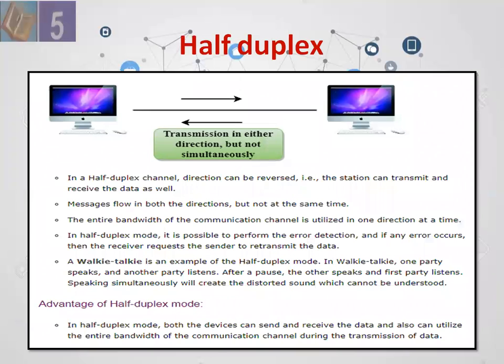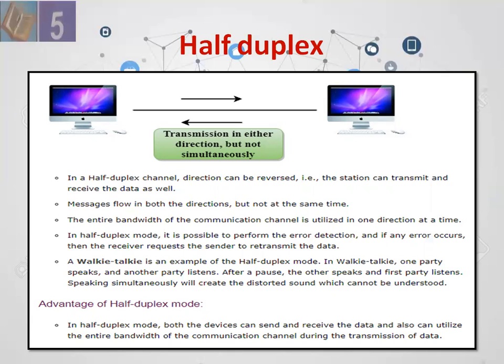Next is half duplex. Half duplex transmission is in either direction, but not simultaneously. In a half duplex channel, the direction can be reversed. The station can transmit and receive the data as well. It means it is two-way communication, but not simultaneously. Simultaneously means not at once.